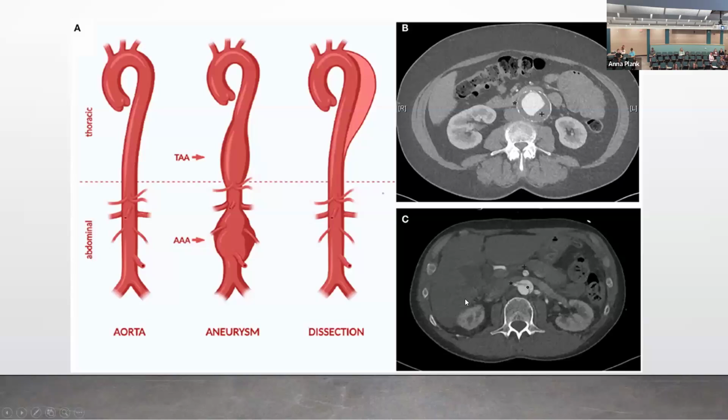So looking on CAT scan, you can see where, looking at above and below, and then you can see the dissection. So the top part there, you can see in the middle where it is ballooned out. And then on the bottom there, you can see where the bleeding has expanded within the abdominal area.